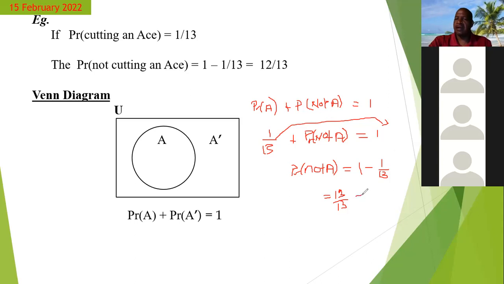Now you subtract 1 over 13. If you're subtracting two fractions where the denominators are the same, you simply subtract the numerators. So you take away 1 from 13, you have 12 remaining, and you put that back over the denominator. This 12 over 13 now would be the probability of not getting an ace. So therefore, the probability of not getting an ace would be equal to 12 over 13.